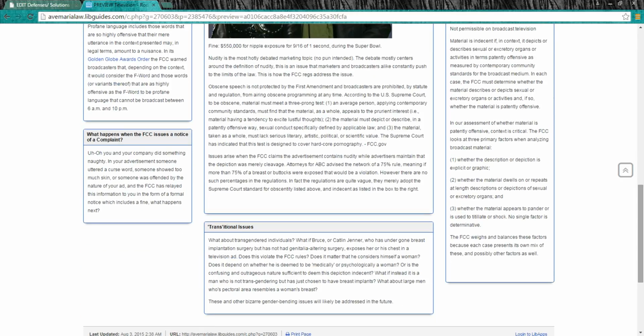So what essentially the FCC has done is adopt the same standards that the Supreme Court has adopted, which is kind of a three-pronged test. An average person applying contemporary community standards must find the material as a whole appeals to the prurient interest, that is, having a tendency to excite lustful thoughts. The material must depict or describe in a patently offensive way sexual conduct specifically defined by applicable law, and the material taken as a whole must lack serious literary, artistic, political, or scientific value. Again, the Supreme Court has indicated that this is the test to cover material such as what they called hardcore pornography.